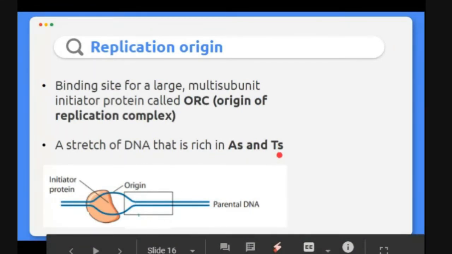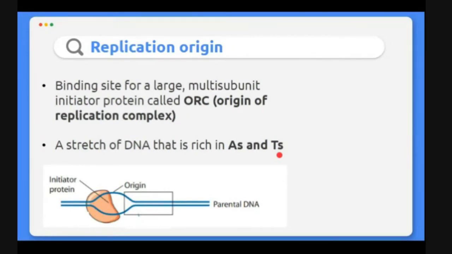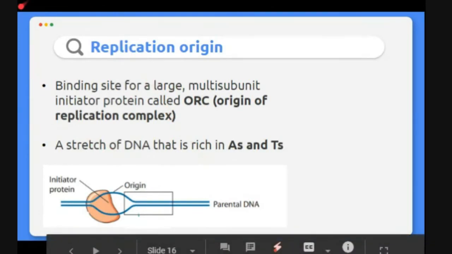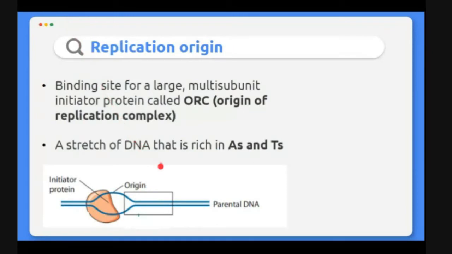And bakit kaya rich in adenines and thymines? Meron bang nakakaalam? Or meron ba kayong naiisip kung bakit adenines and thymines? Bakit hindi guanine at cytosine? Bakit kaya yung origin of replication rich in adenines and thymines at hindi cytosine at guanine?